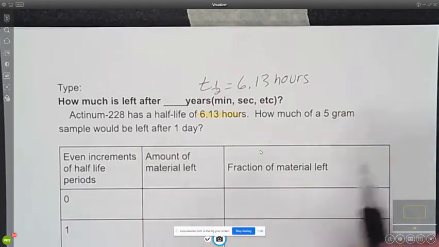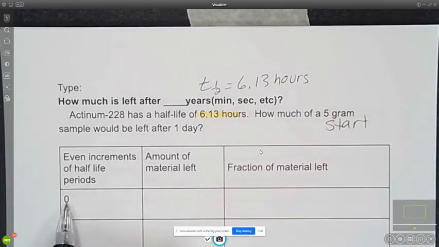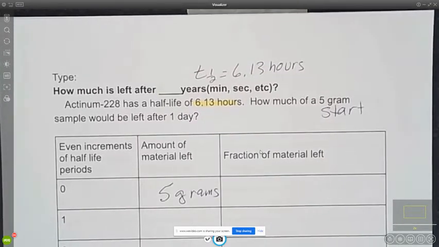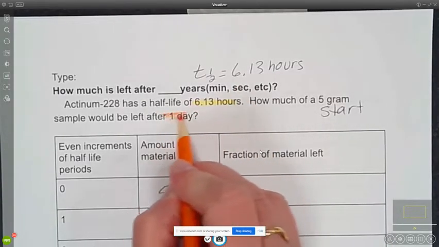Well, the 5-gram sample, this is what we start with. So that's going to be at time 0. We're starting with 5 grams in this case. Okay, so that's the whole material that we've got right now. Another thing we want to look at here is 1 day. After 1 day.